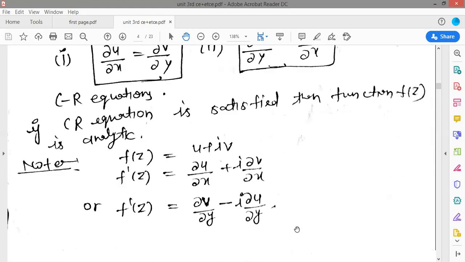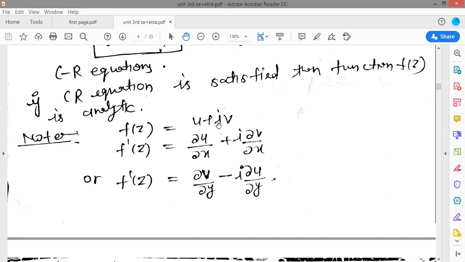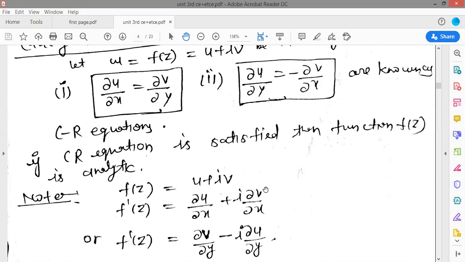There is a note here. f(z) = u + iv. So f'(z), that means the derivative, is ∂u/∂x + i ∂v/∂x, or f'(z) = ∂v/∂y - i ∂u/∂y. So this value ∂u/∂x we can write as ∂v/∂y, and ∂v/∂x we can write as -∂u/∂y. So this is the derivative form of your f(z).